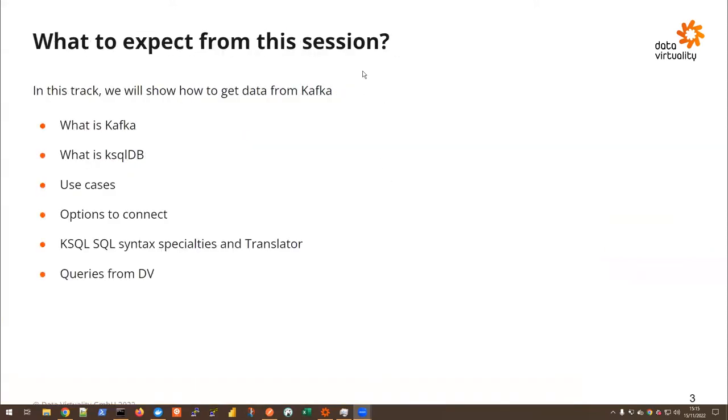Let's get started. So what can we expect from this session? We want to show you how to get data from Kafka into Data Virtuality. So we will be illustrating what Kafka is, making a definition here, and what KSQLDB is. The use cases that we see for data virtualization, and probably that you also see, for data virtualization together with streaming and Kafka. Then we will take a look at how to connect to a KSQLDB database, looking at the syntax specialties, and then doing some queries from DV along the way.